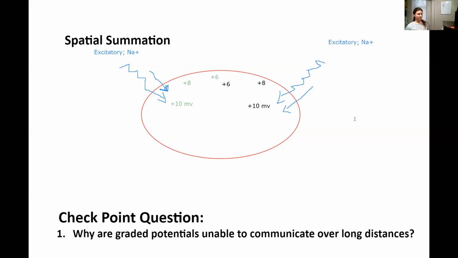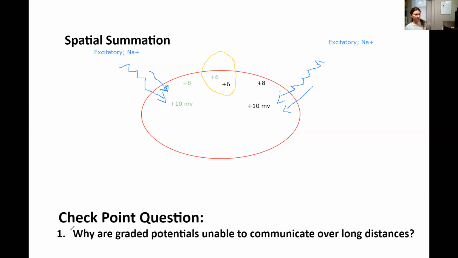But this means if we were to stick a probe in our cell and measure the membrane potential, and we're sticking our probe right here, how much of a change are we going to sense here, I suppose, is what I'm asking you. So +12. Exactly. Yeah, so we'd be +12 at this point because we're getting a little bit of the charge from this side and a little bit of the charge from that side. So that's our spatial summation.